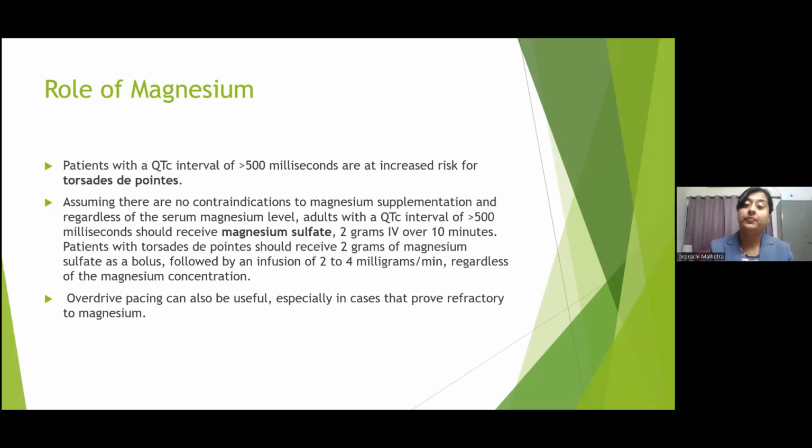Now, these are patients who have not developed torsades de pointes, but the QTc interval is more than 500 milliseconds. You'll give 2 gram magnesium IV over 10 minutes. If the patient has developed torsades de pointes, you have to give this 2 gram IV bolus followed by a 2 to 4 milligram per minute infusion, regardless of the magnesium concentration again. And overdrive pacing can also be useful, especially in cases that prove refractory to magnesium.